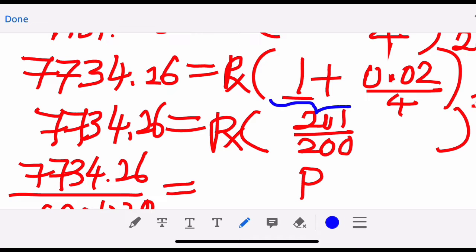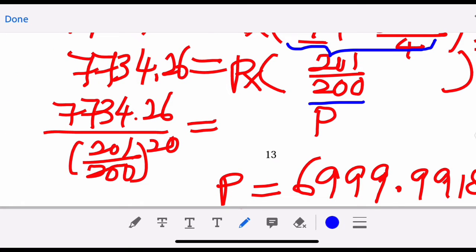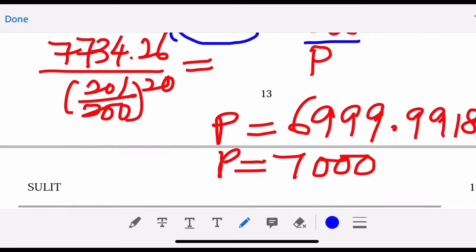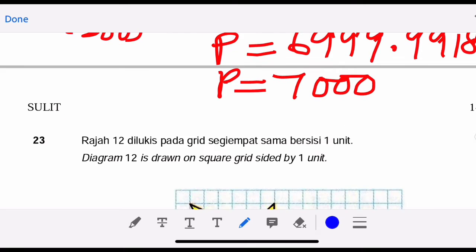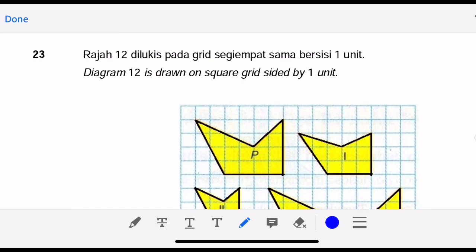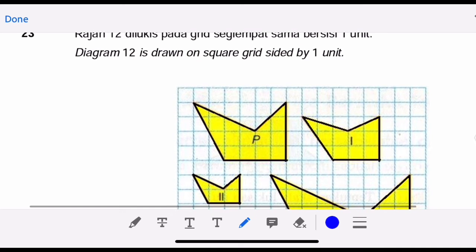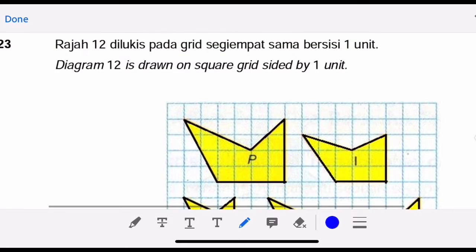Make sure you press the calculator for this one. You get the fraction, power 20. Then after that, you bring it over to be divided because this is multiplied. Okay, so this is about the maturity value. Now we go to question 23. Question 23 is about transformation.